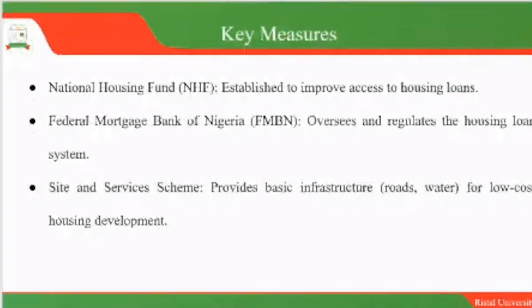But also site and service schemes. These provide basic infrastructure such as roads and water for low-cost housing development. This can be privatized, or it can be done by the government. But what happens is that you have a site and services scheme where you're providing services at the site, and that's why we're saying you provide basic infrastructure. For example, you provide the roads, or you put the water there.